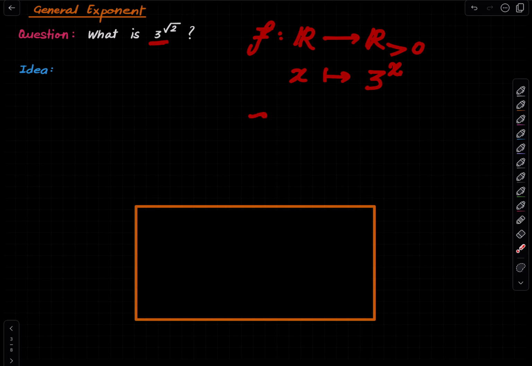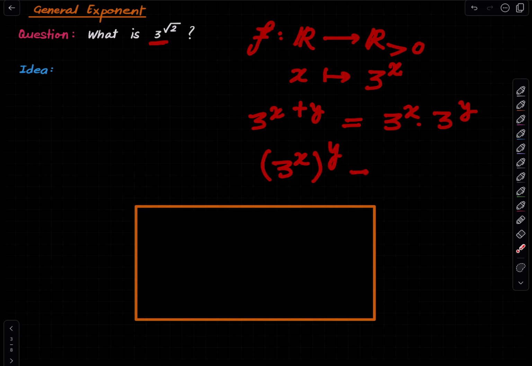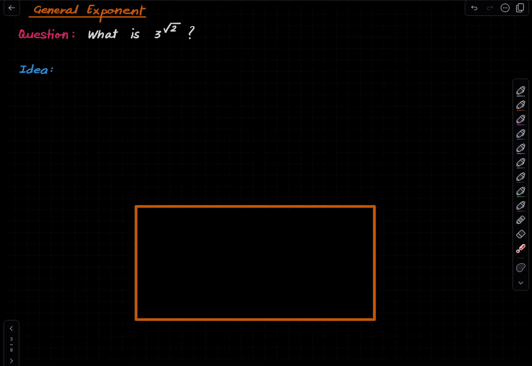So for example, we would like to have the property that 3 to the power x plus y is 3 to the power x times 3 to the power y, and 3 to the power x, all to the power y, is 3 to the power x times y. Such properties we want. And of course, we would like to preserve the usual behavior: on natural numbers, this function should behave as the usual exponentiation and so on. So we would like a function like that.